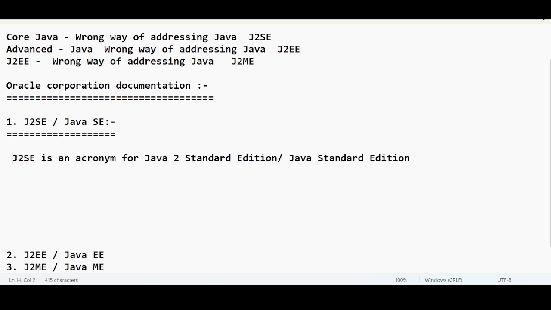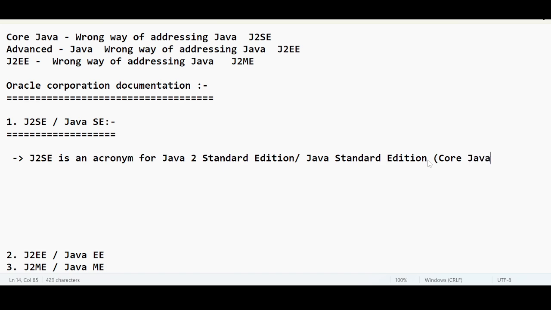Okay. So this is an acronym for J2SE. J2SE means Java 2 Standard Edition and or Java Standard Edition. Both are correct. Okay. So we are calling this Java Standard Edition as what? The core Java, which is not recommended to use in the resume or in the market. Never use that core Java. If you want to elaborate that core Java, just say Java Standard Edition or Java 2 Standard Edition. These are the industrial standard words.